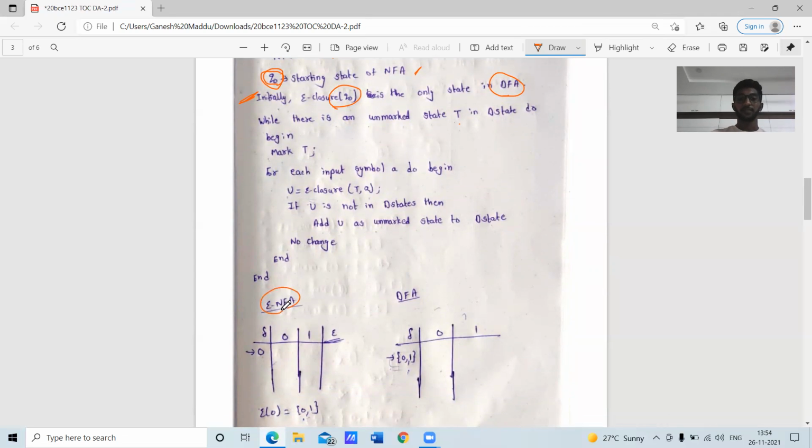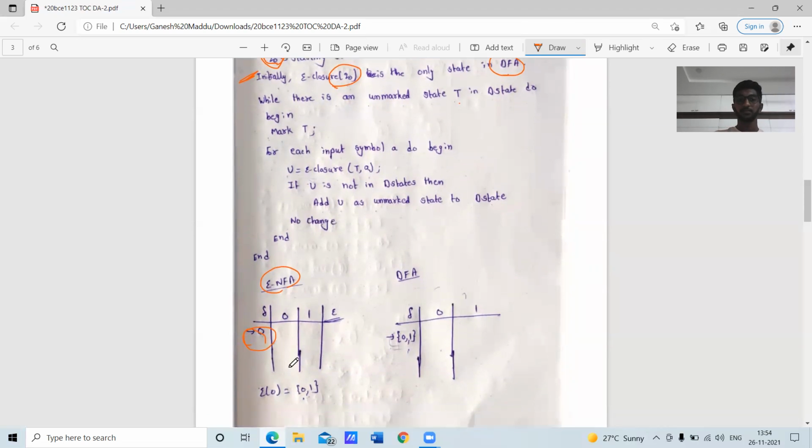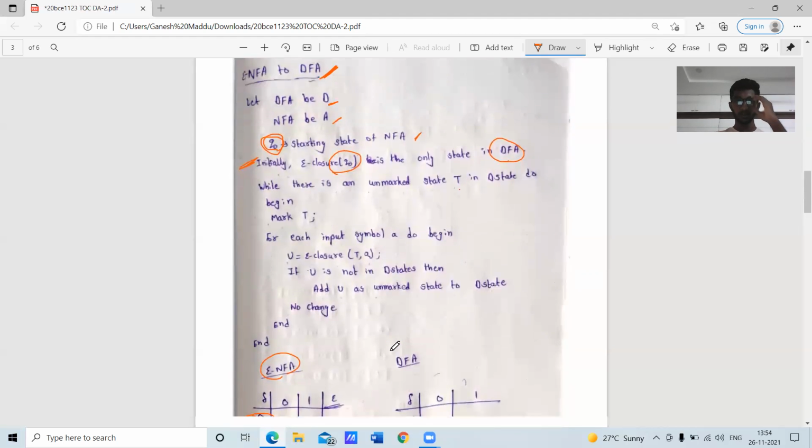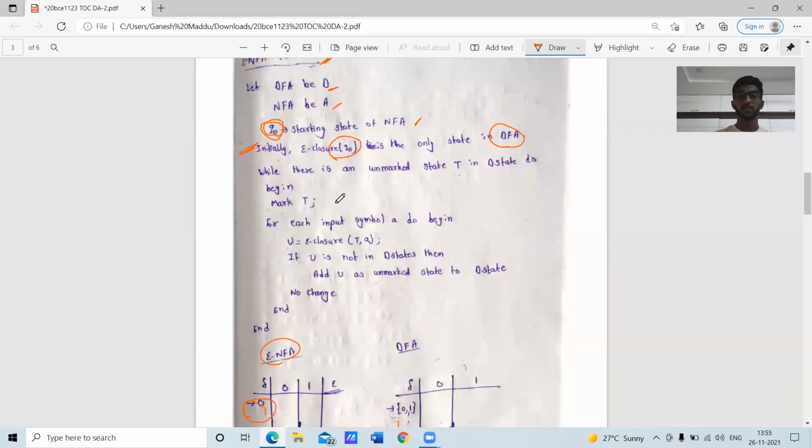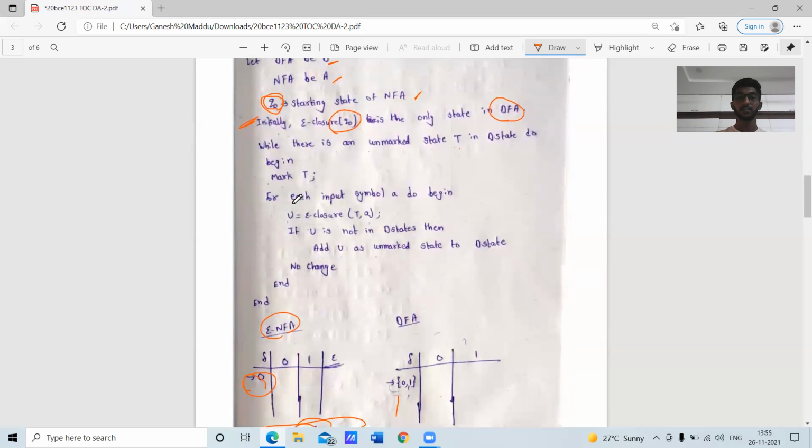In epsilon NFA, the starting state of the DFA is the epsilon closure of the starting state. So the states that we have in that epsilon closure form the starting state in the DFA. So that is the point. And while there is an unmarked state T in the DFA states, begin: mark T, and for each input symbol, compute the epsilon closure of the move of that unmarked state on the input alphabet.